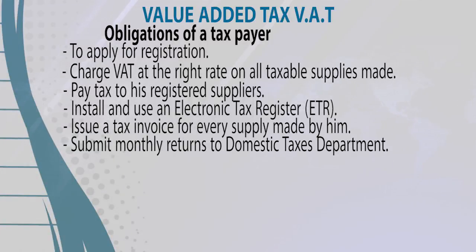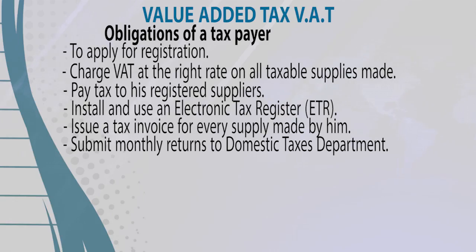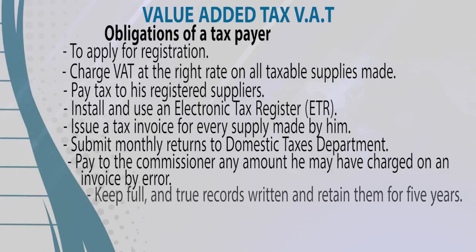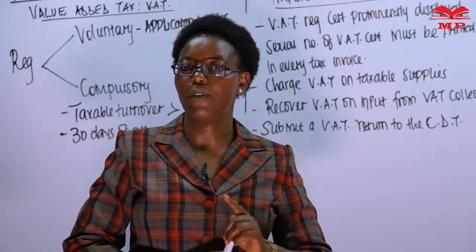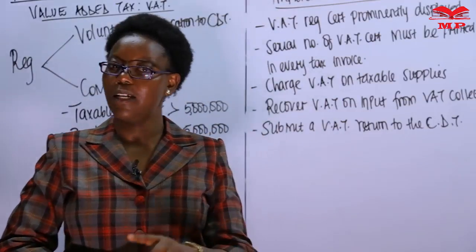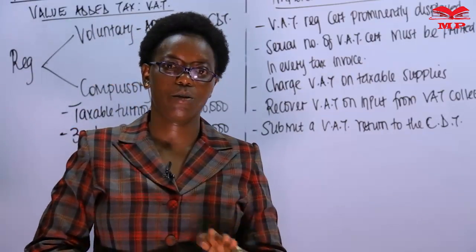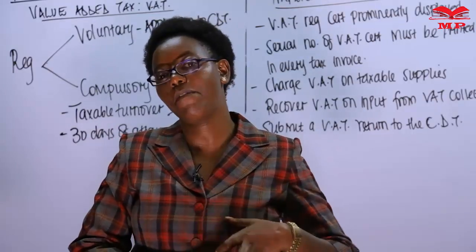You said you pay VAT by the 20th day of the month following the month of sale or the month of supply. Then pay to the commissioner any amount he may have charged on the invoice by error, and keep full and true records written and retained for 5 years. Now, the records must be kept in Kenya shillings because you are accounting for VAT in Kenya, and they must be in English, not any other language. So it's in English, Kenya shillings, and they are to be kept for a minimum of 5 years.